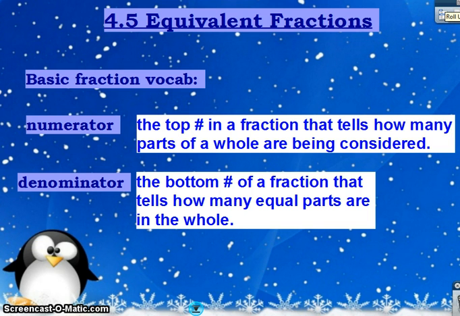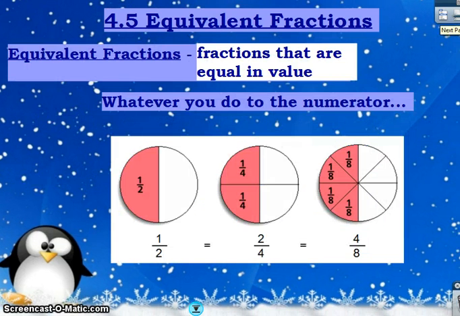So, 4/5 equivalent fractions. I do have some vocabulary words that you should know that you should copy down. One is numerator, one is denominator. Numerator is the top number in a fraction that tells us how many parts of a whole are being considered, and the denominator is the bottom number that tells us how many equal parts are in the whole. Equivalent fractions are fractions that are equal in value.